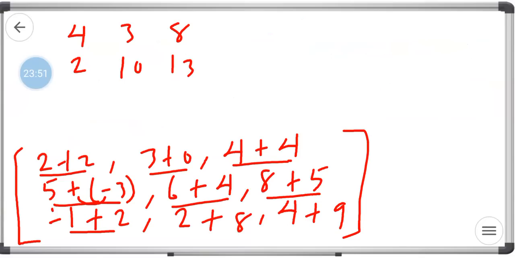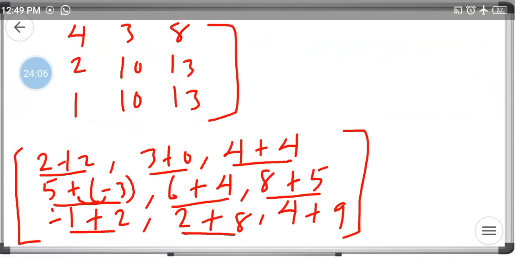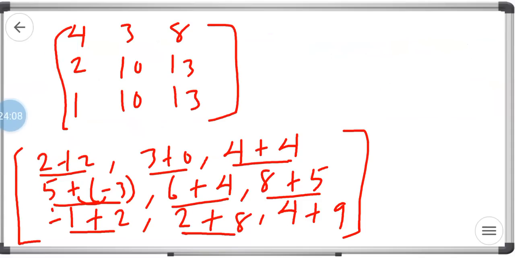Here we have minus 1 plus 2, I'll be having 1 there. And here 2 plus 8, that's 10. And here as well, the last side, 4 plus 9, that is 13. So after evaluating C plus T, we got 4, 3, 8, 2, 10, 13, 1, 10, 13. So after adding, that's the result we got.